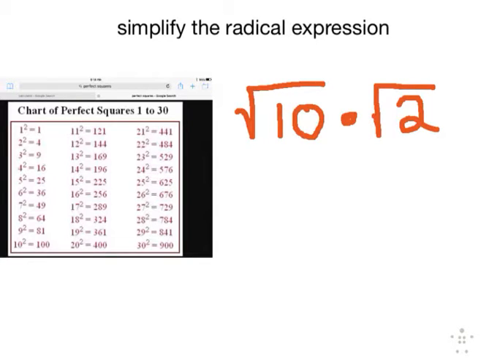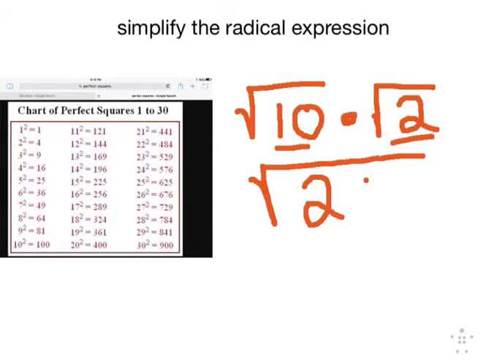Alright, let's go ahead and talk about simplifying the radical expression when you're multiplying two of them together. So whenever you see that you have two radicals multiplied together, you're automatically just going to keep your radical. You're going to combine them together into one radical. And you will multiply the numbers underneath. So you have 10 and 2, and 10 times 2 gives you 20. So we have the square root of 20.